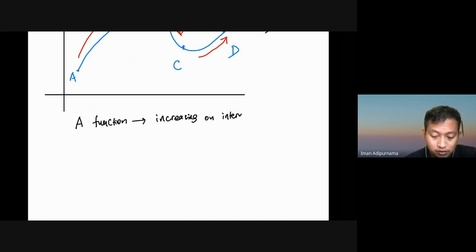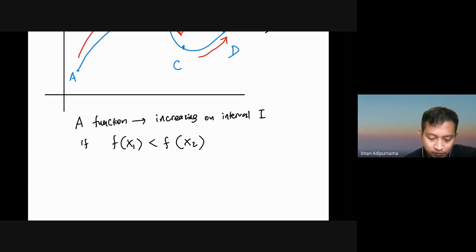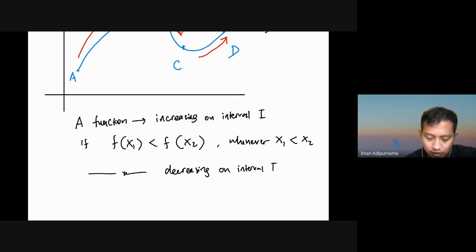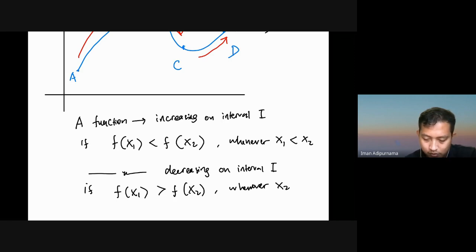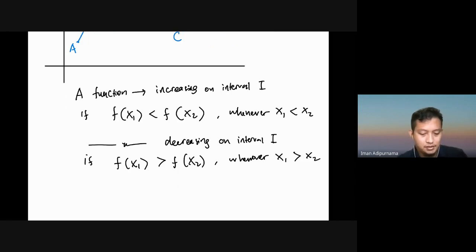on an interval, let's say interval I, if, of course, f of the previous x is lower than f of the next x, whenever the previous x is less than the next x. And it will be the same for decreasing on interval I, if whenever the previous x is less than the next x, then the function value is greater. All right, just additional information.